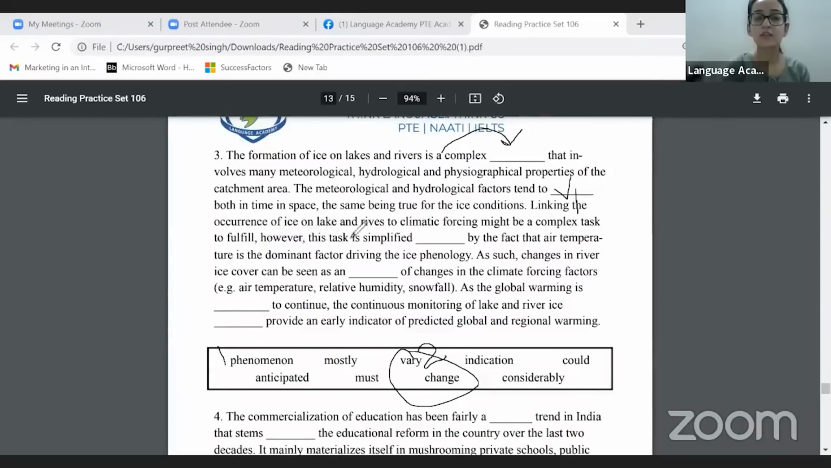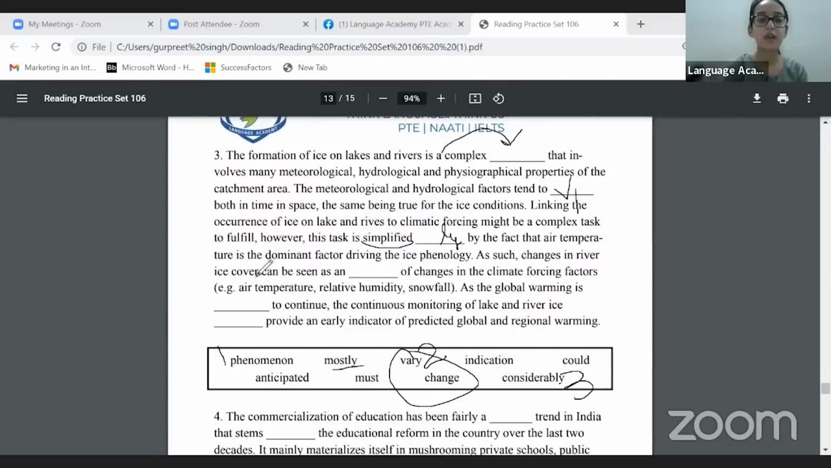Linking the occurrence of ice on lakes and rivers to climatic forcing might be a complex task to fulfill. However, this task is simplified by the fact that air temperature is the dominant factor driving the ice phenology. The sentence was absolutely complete. This task is simplified by. So whenever the sentence is complete and we have a verb before or after, we should go with an adverb, something with ly. And this task is simplified mostly, or this task is simplified considerably. So mostly has nothing to do with it, as it would mean 80% of the task is simplified. Rather, we'll go with considerably. Considerably means to a great extent. This is simplified by this fact.